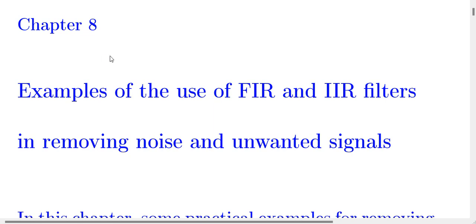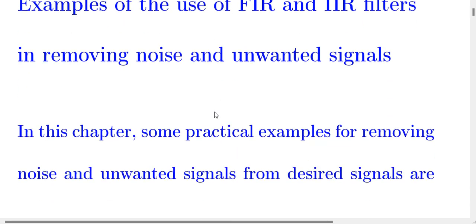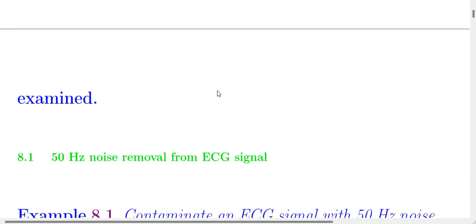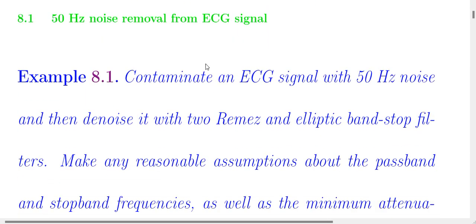Chapter 8: Examples of the use of FIR and IIR filters in removing noise and unwanted signals. In this chapter, some practical examples for removing noise and unwanted signals from desired signals are examined. The first one is related to 50 Hz noise removal from an ECG signal.